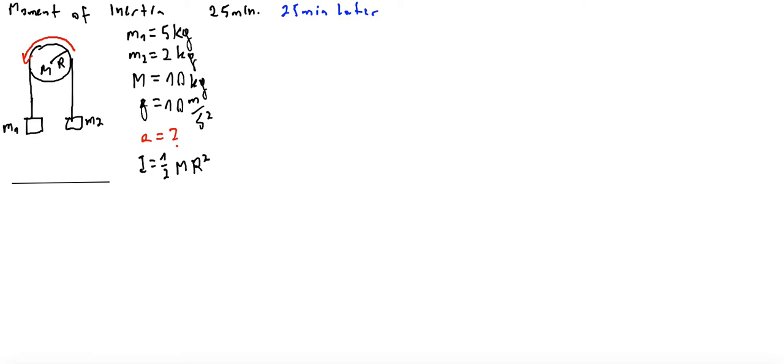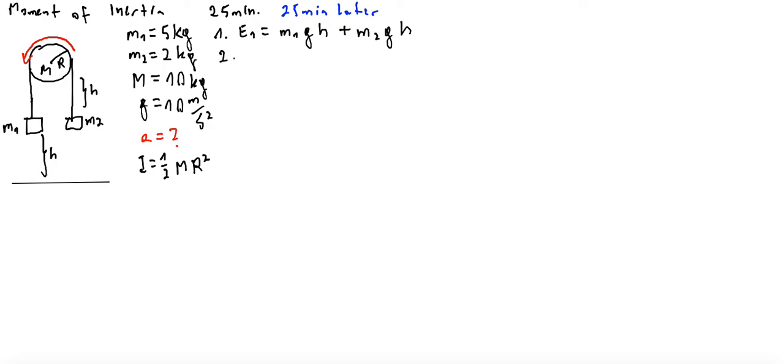Exactly the same method as in our previous example. At the beginning, the energy stored in the system is potential energy of mass m1 and potential energy of mass m2. Let's imagine that both are at height of h. So the total energy of the system is m1gh plus m2gh.